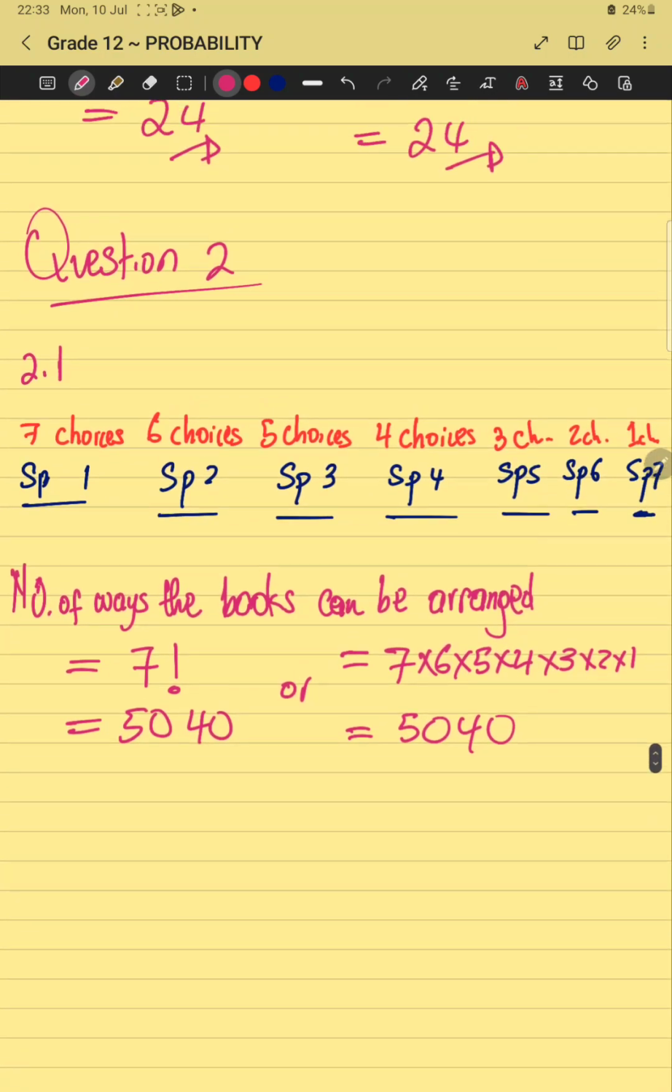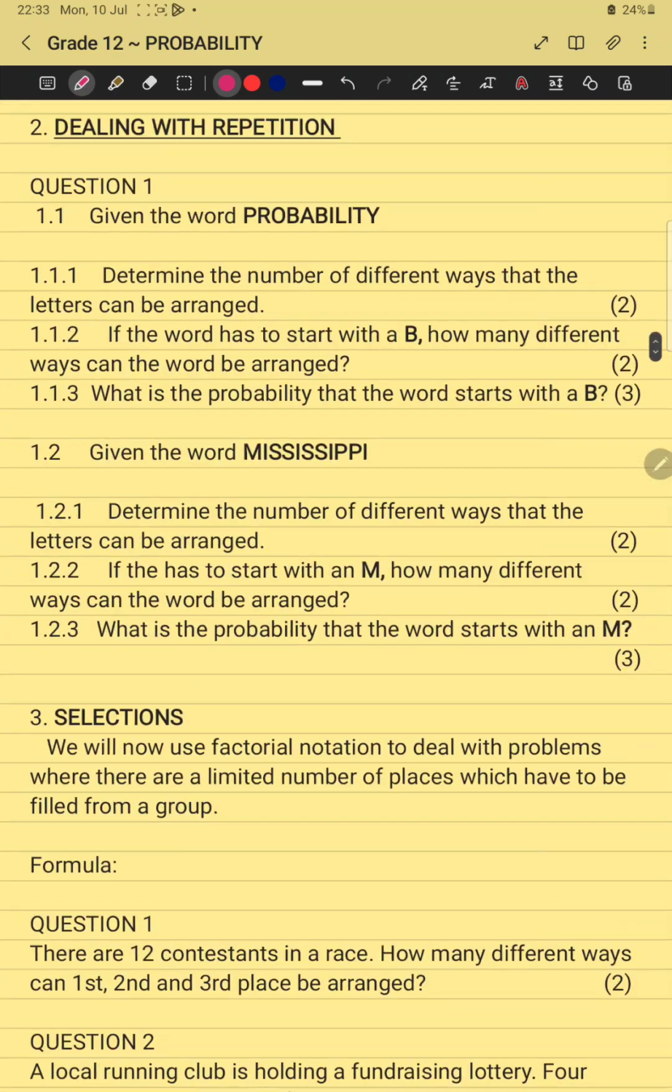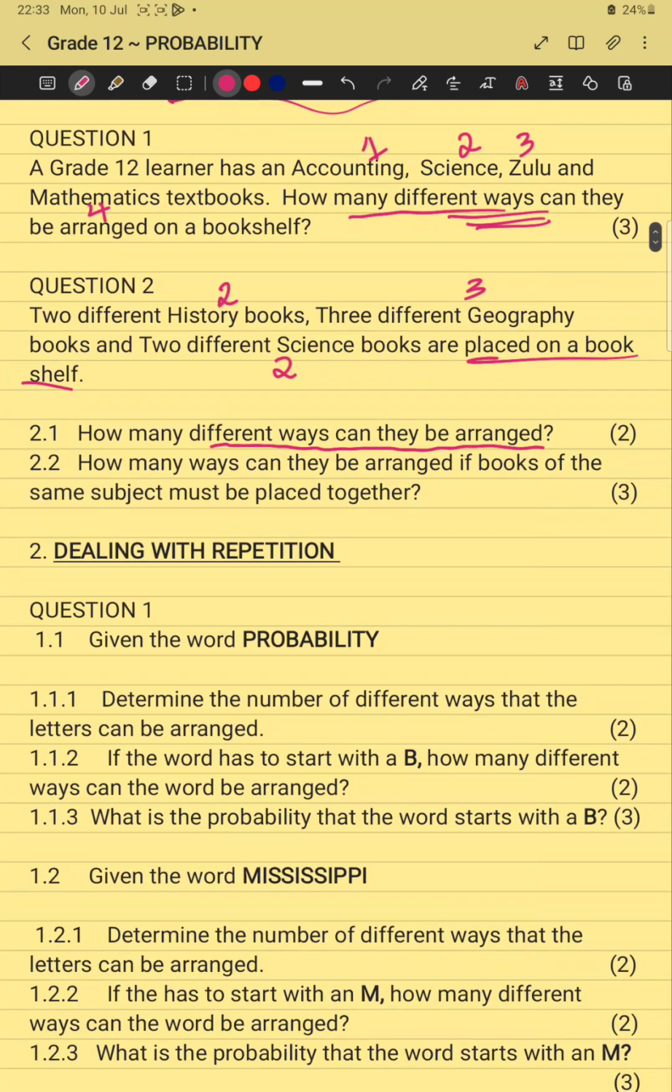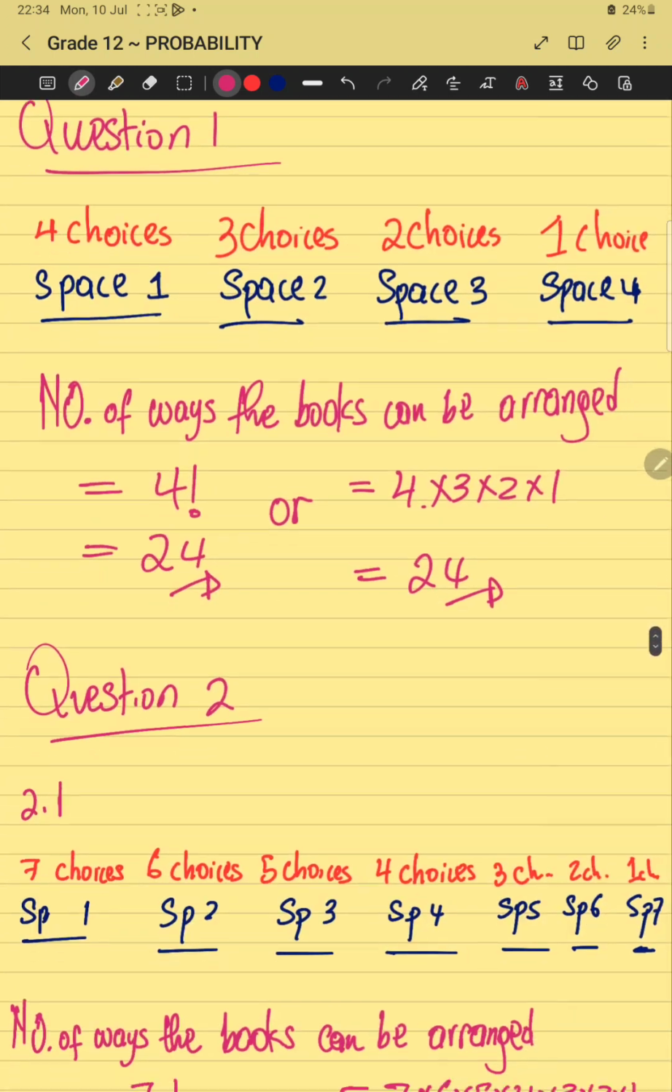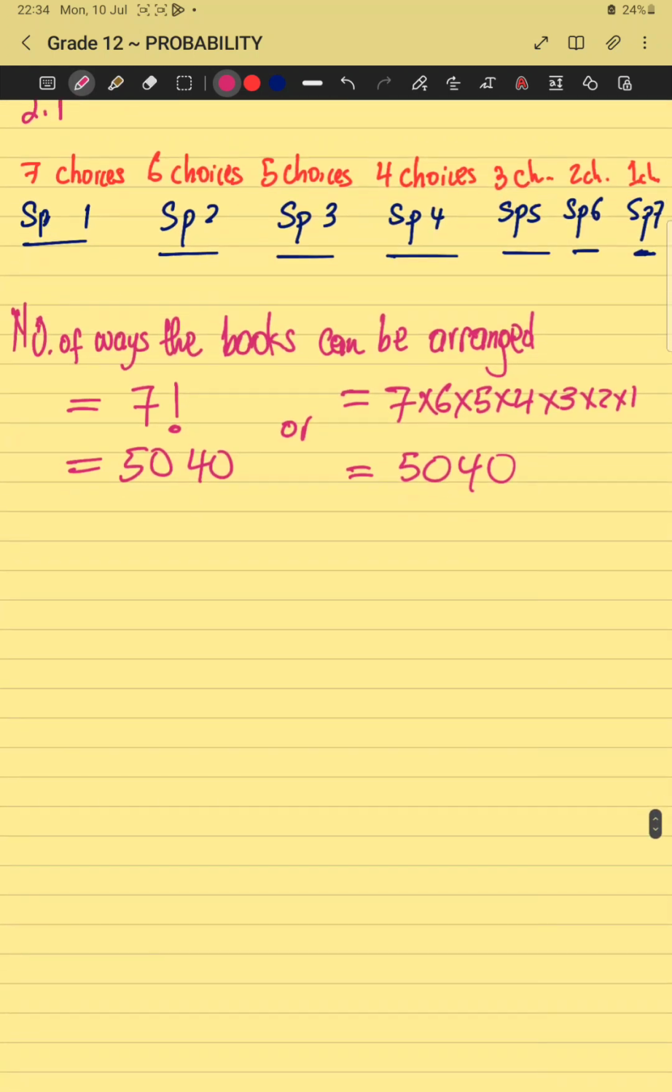And then we go to the second question. The second question says 2.2, how many ways can they be arranged if books of the same subject must be placed together? That means we're going to put the history together, and science together, and geography together. So we have to split them. Okay, so that is 2.2.